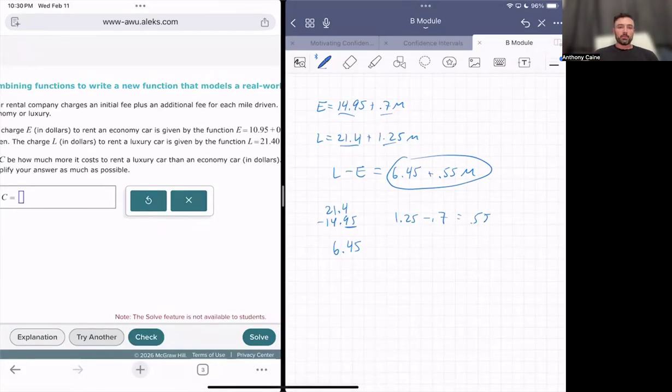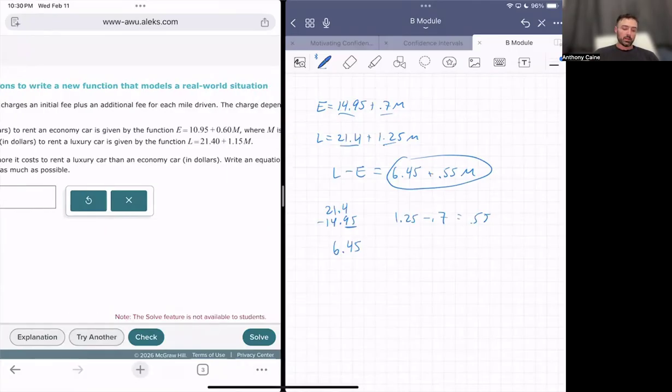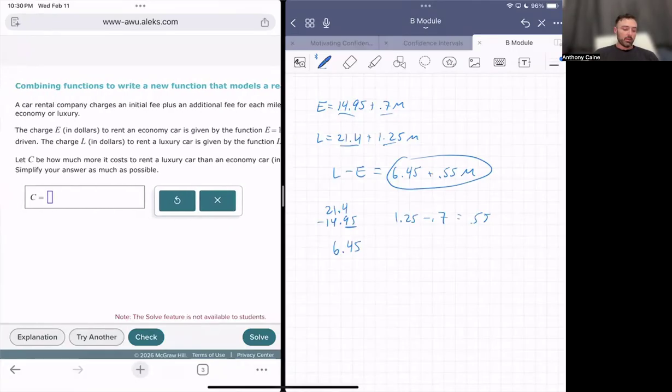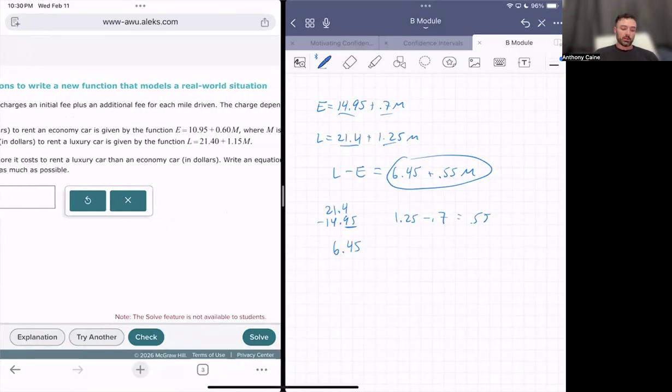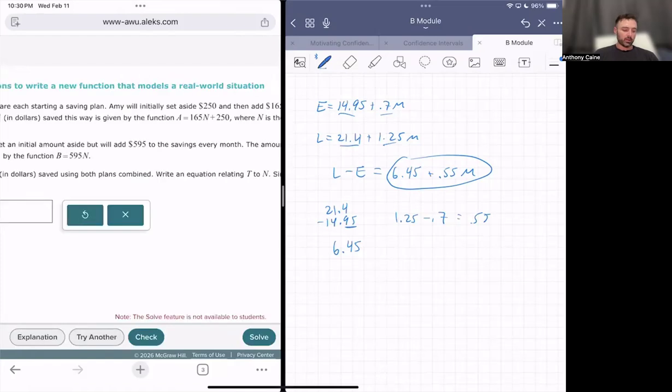Okay. This is the exact same type of question. So the luxury car is more expensive than the economy, and we want to know how much more does it cost to rent a luxury car than an economy car. Let's try another. Are they all the same? Are they all just subtraction?